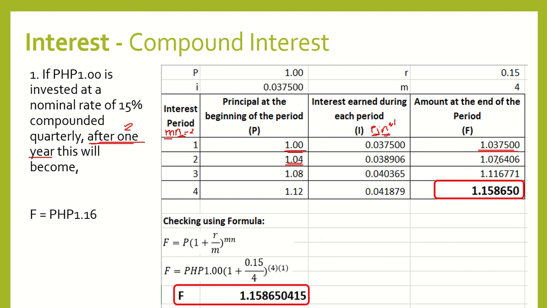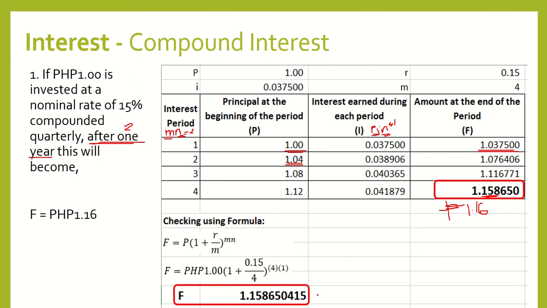I would suggest that you round numbers only if that is your final answer. Which means if this is not my final answer, but the last answer, my final answer will then be rounded to the nearest hundredths. So that's 1.16. If you will use the formula, it should be equal to using tabular.